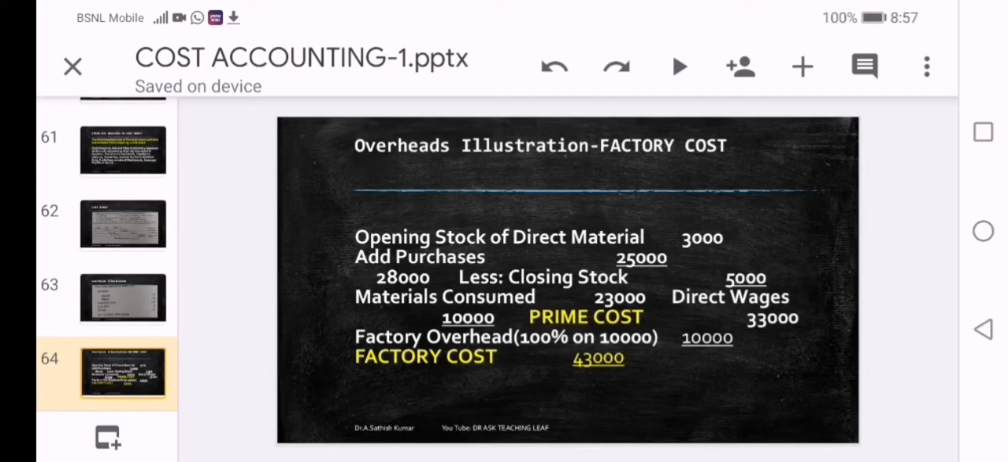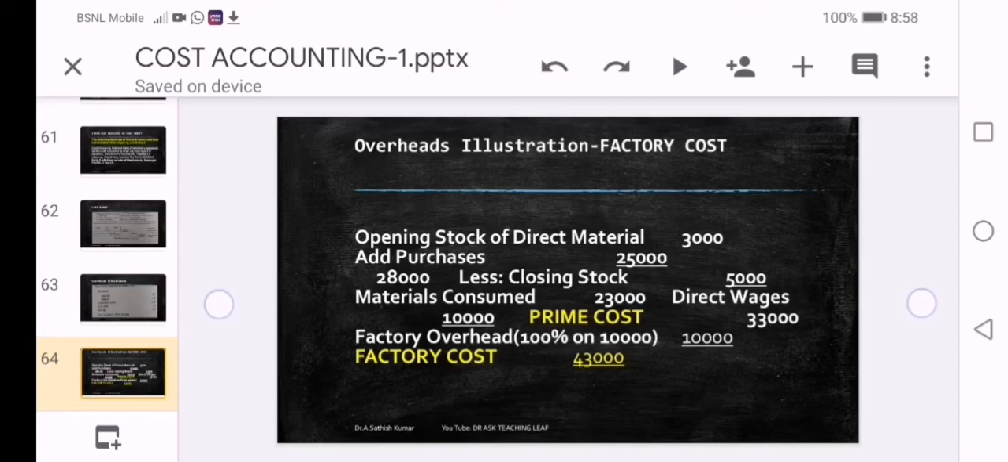To get the prime cost, we said many a time we need three items: material, wages and direct expenses. So materials are available, 23,000, and wages given in the problem, direct wages 10,000. When you add these two, you will get 33,000, as there is no direct expenses in the problem, and the total is 33,000, which is prime cost.